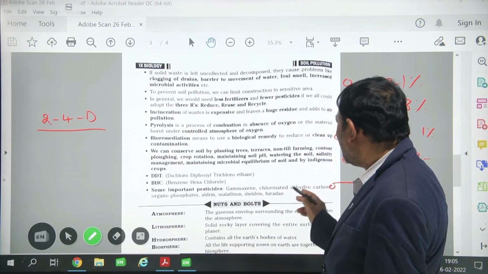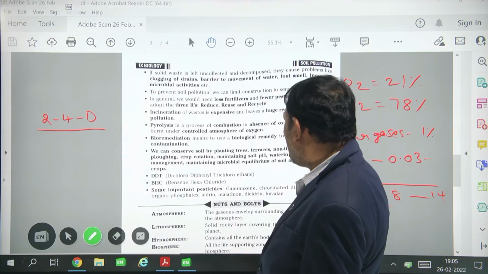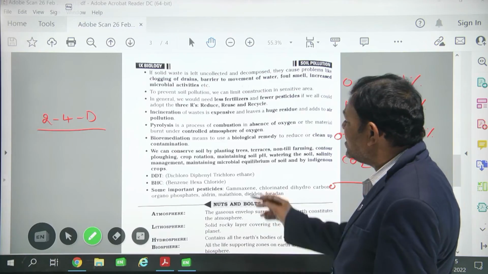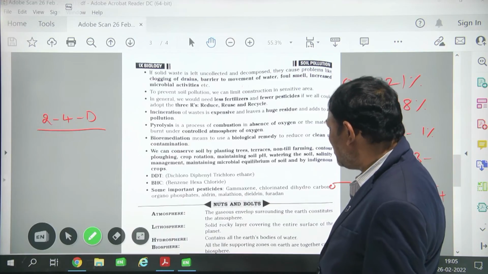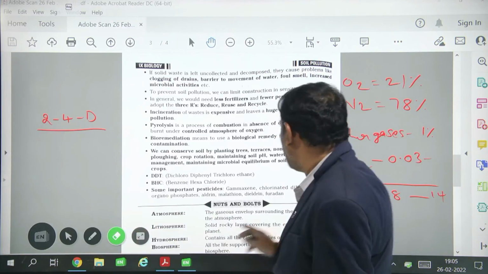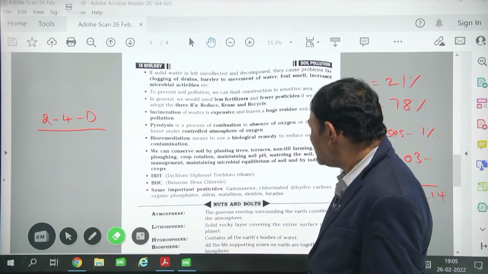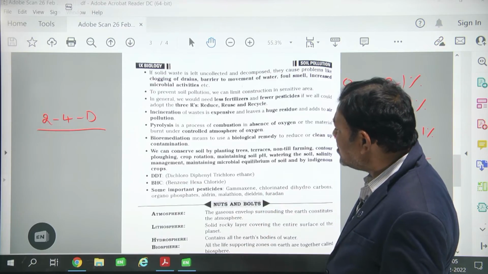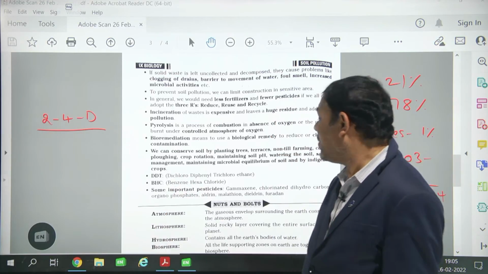Gammexane, chlorinated hydrocarbons, organophosphates, aldrin, malathion, dieldrin, pyrethrin. So these are examples of pesticide names, these are examples of insect pesticides.